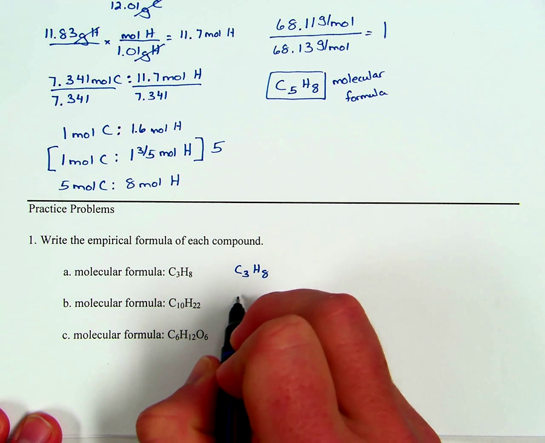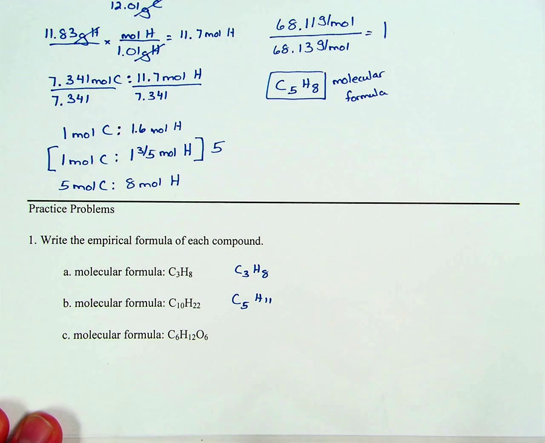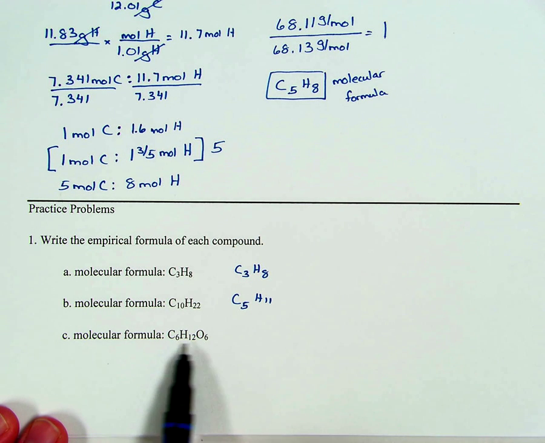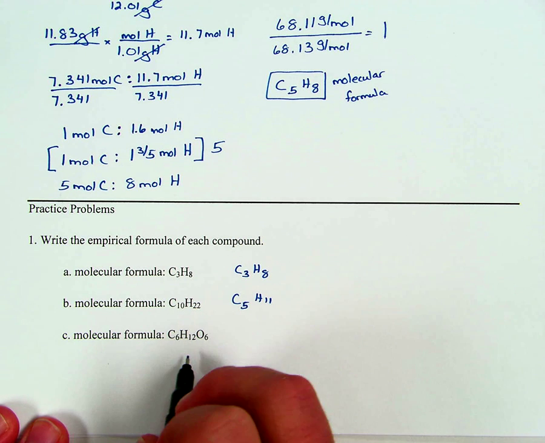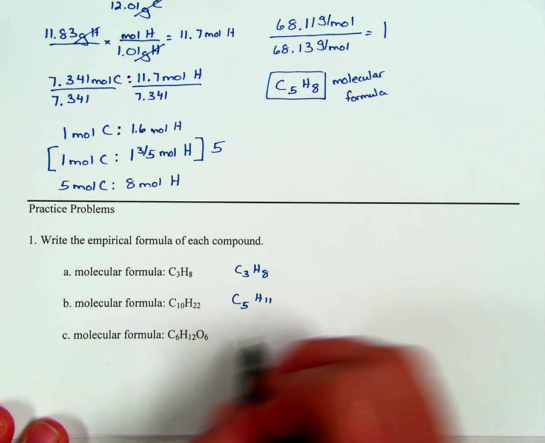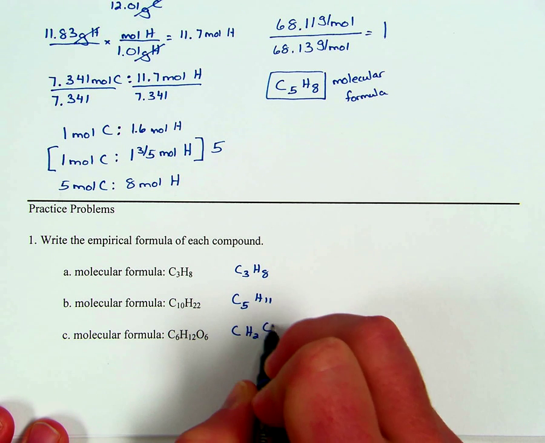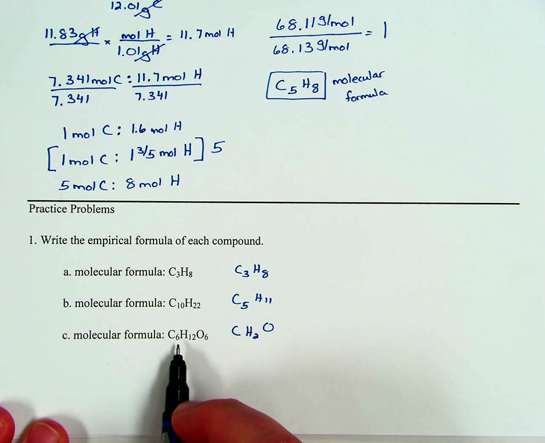And then finally, I just realized this is the example I made up earlier. The molecular formula C6H12O6, as we discussed earlier, we can divide all of those by 6. So 6 divided by 6 is 1, and 12 divided by 6 is 2. That gives us CH2O. So there are the empirical formulas.